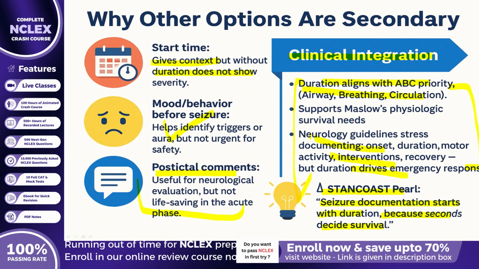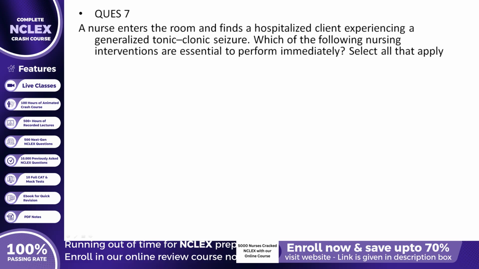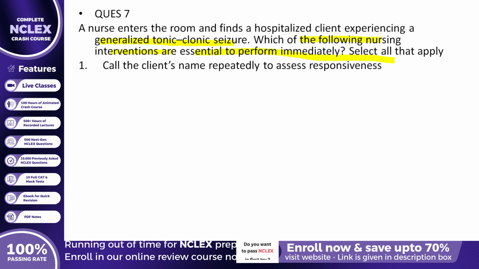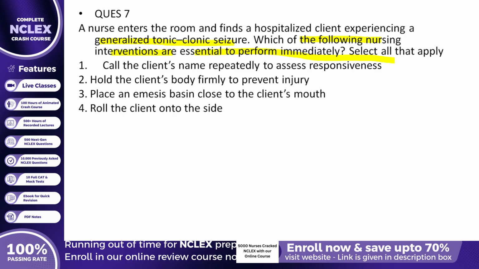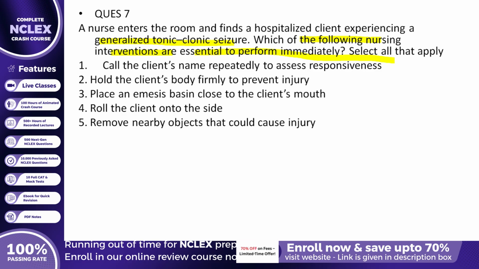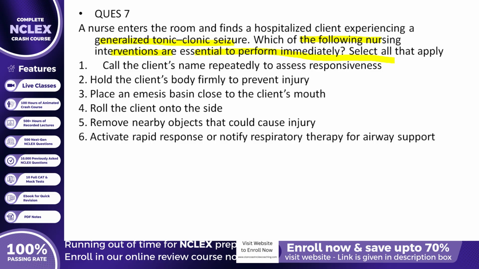Moving forward into another high-stakes clinical situation, imagine a nurse entering a hospital room and finding a client experiencing a generalized tonic-clonic seizure. The immediate question becomes, which nursing interventions must be carried out without delay? The options include calling the client's name repeatedly to assess responsiveness, holding the client's body firmly to prevent injury, placing an emesis basin close to the client's mouth, rolling the client onto the side, removing nearby objects that could cause injury, and activating a rapid response or notifying respiratory therapy for airway support.